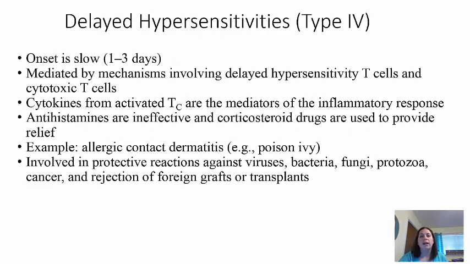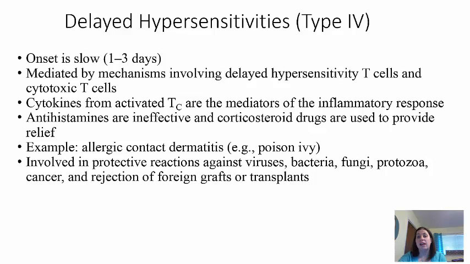Now, type 4 is the delayed hypersensitivity. It's going to have a slower onset, which takes 1 to 3 days before you start to see a problem. This could be mediated by mechanisms involving delayed hypersensitivity T cells and also cytotoxic T cells. The cytokines from activated cytotoxic T cells are mediators in the inflammatory response. Antihistamines are ineffective, and corticoid drugs are used to provide relief.